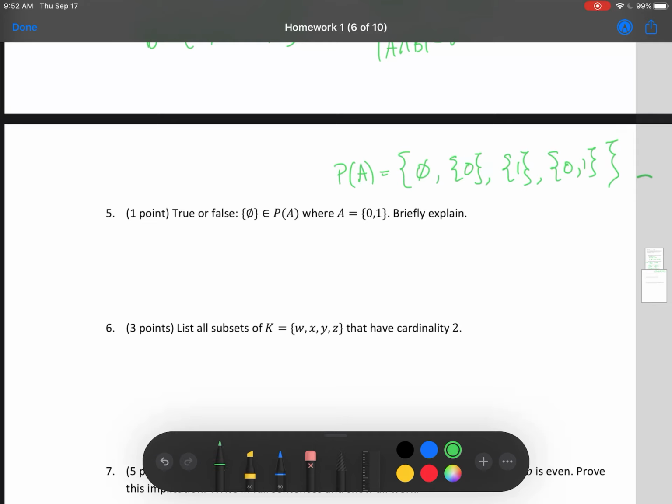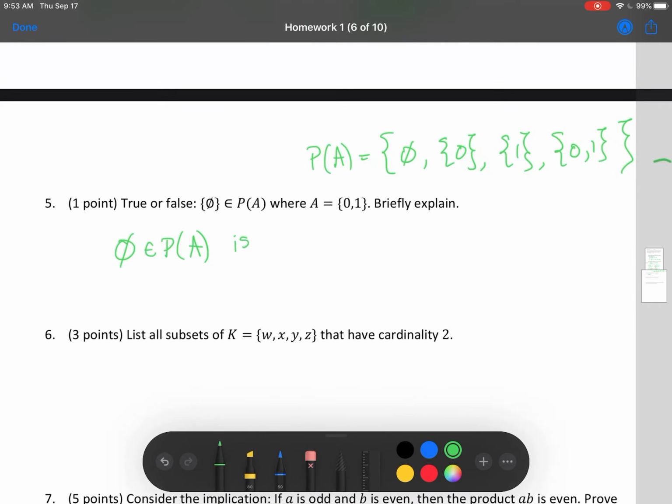All right, so what do we have here? These are the elements of the power set of A, and we can see that it's true that the empty set is an element of the power set of A. But if we put squiggly braces around this, that makes it false, because that's saying the set containing the empty set is one of the elements listed in the power set of A, which is not true. To be clear, the empty set is an element of the power set of A is true, but the set containing the empty set is not an element of the power set of A.